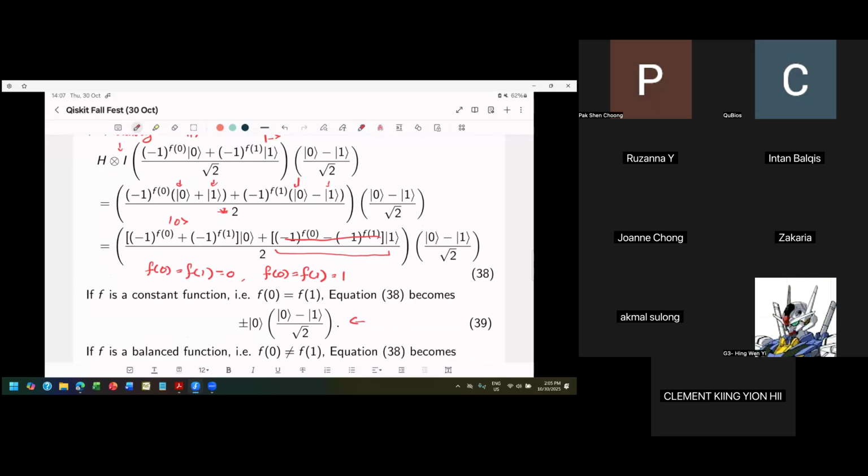So what you can do now is to study what if f is a balanced function. So f0 not equal to f1, what will happen? I will not scroll down first. You can write down the states if you want to. Try to substitute different values of f0 and f1 and then understand what equation 38 will become when f is a balanced function.